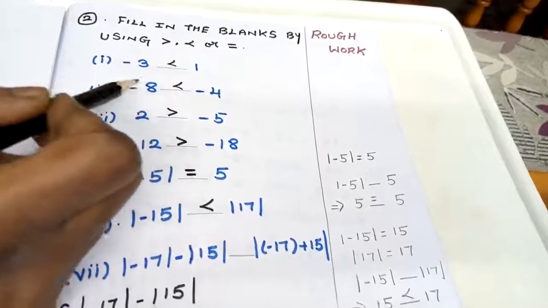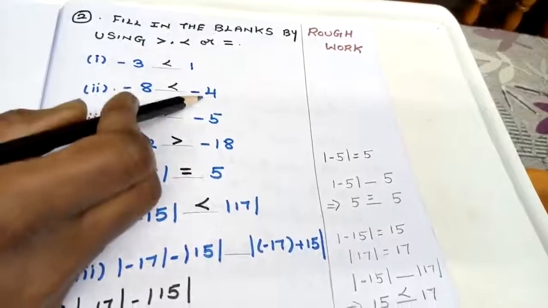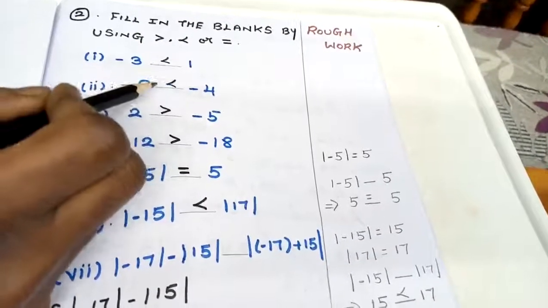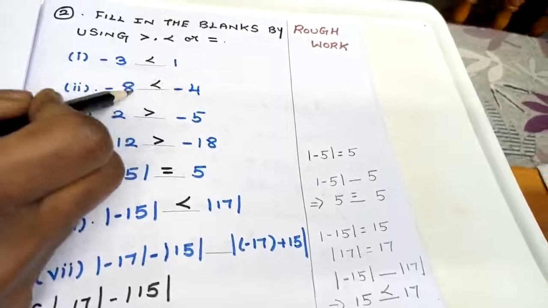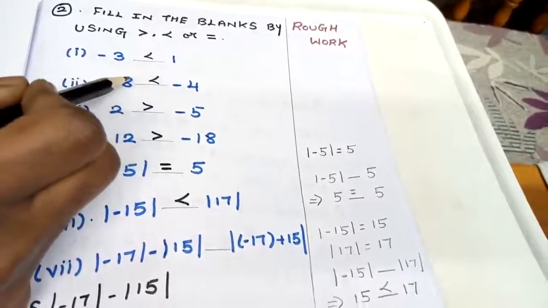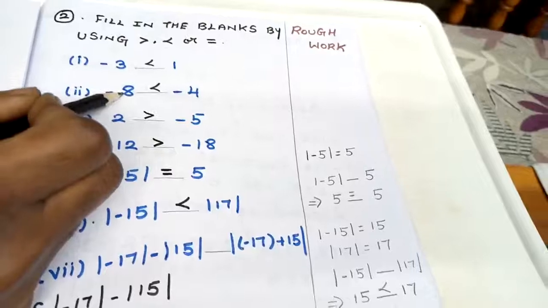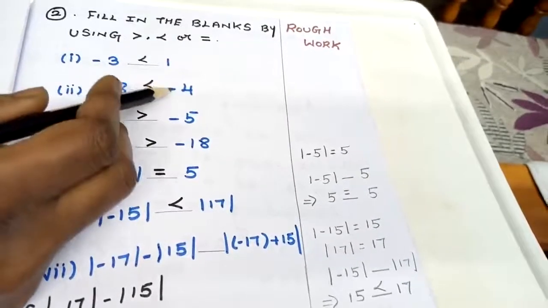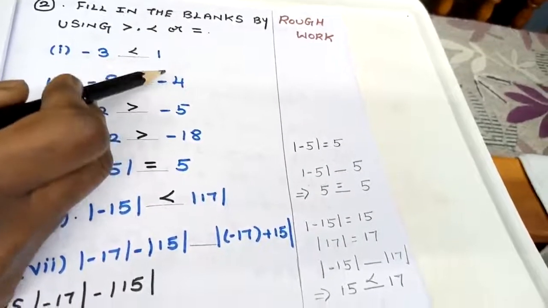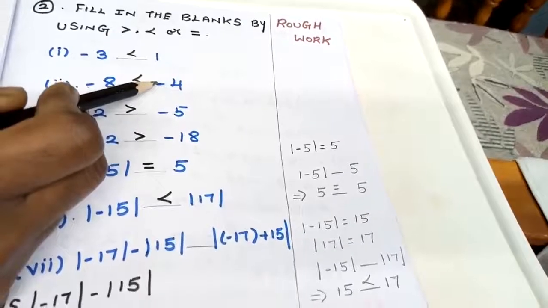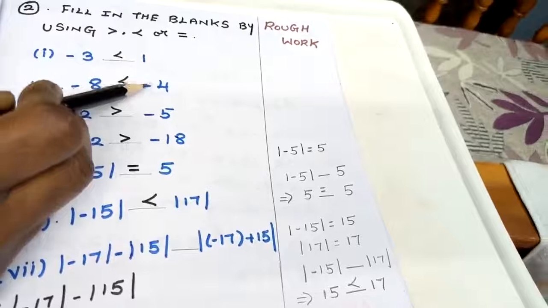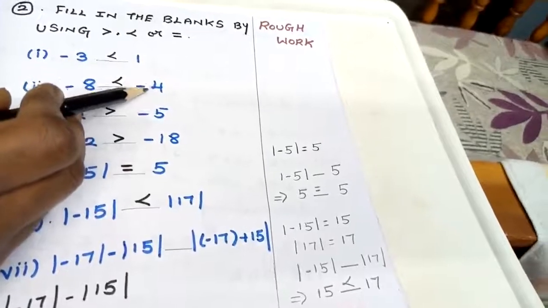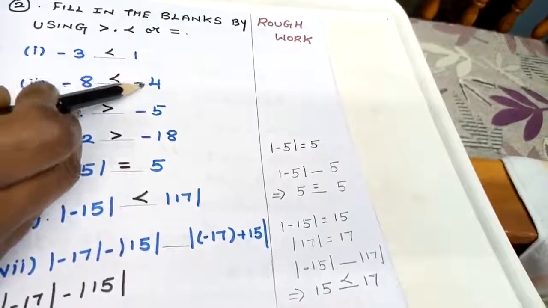Similarly here, whenever I am comparing two negative values, understand properly, if it is going to be 8, 4 means 8 will be greater. But for minus 8, minus 4, the smaller number becomes the greater one among negatives, that is minus 4 will be the greater value, that is minus 8 less than minus 4.